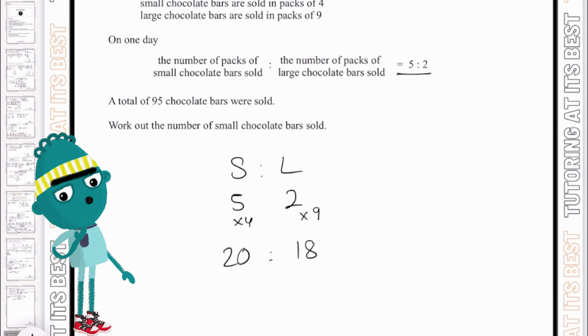And so if we have our total amount, which is a total of 95 chocolate bars sold, we can simply have 95 divided by 19, which gives us 5. So now we know 5 will equal 1 part. And so we know our small was 10 parts. So we can now multiply 5 by 10, which gives us 50. So the number of small chocolate bars sold was 50.